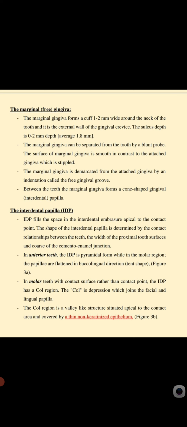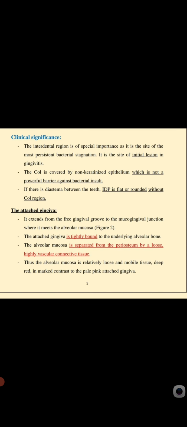Now, the attached gingiva is tightly bonded to the underlying bone. The alveolar mucosa, which covers the alveolar bone, is separated from the periosteum by a loose, highly vascularized connective tissue. Thus, the alveolar mucosa is a relatively loose and mobile tissue, deep red in contrast to the pale pink attached gingiva. How do we differentiate? This is attached gingiva and this is the alveolar mucosa. Attached gingiva is pale pink in color, but the alveolar mucosa is red in color. Why? Due to highly vascular connective tissue.